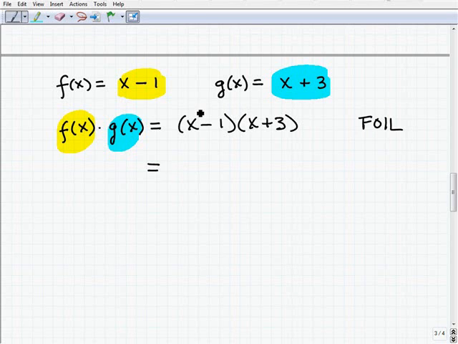I'll use the FOIL method. So this will be x squared. This will be a 3x plus 3x. This will be a negative 1x, and this will be a negative 3.